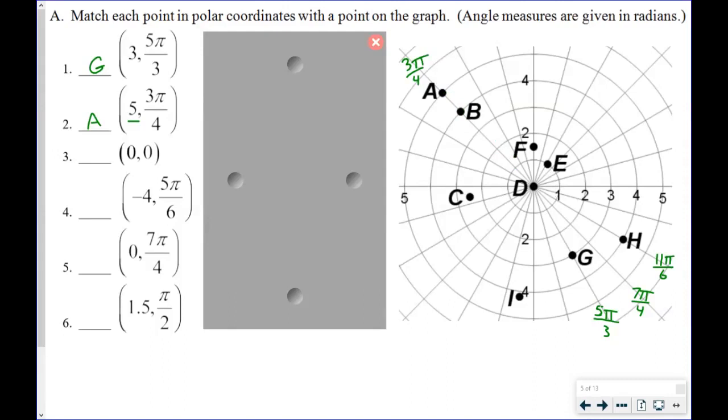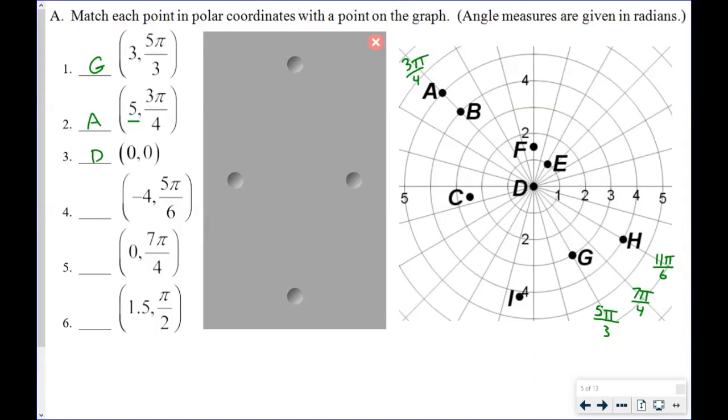All right, again, if you've got a question, just unmute yourself, shout it out so we can hear it. I'm not looking at the chat right now. Okay, 0, 0, that point, right? Origin or the pole. There's only one point sitting on 0, 0, that's D.